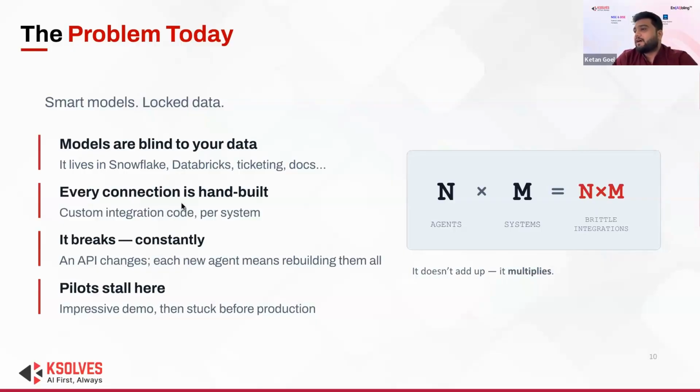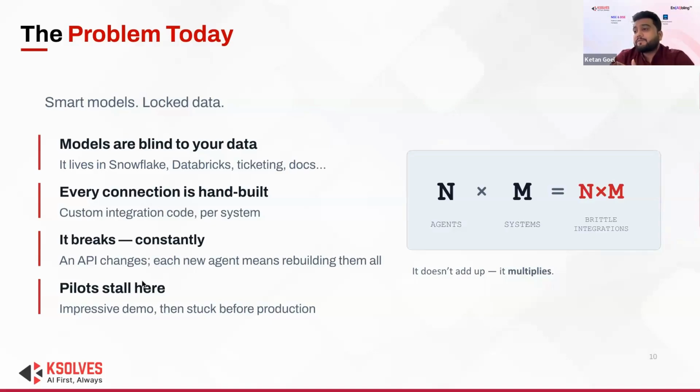So every connection is hand built, like we previously discussed as well. For every system, you have to build multiple agents. So in every platform, let's say there are 10 operations, you have to build 10 separate agents. So that is another problem. And it breaks constantly. That means, let's say today you are building a system, and you are using some APIs given by your platform. And after 10 days, that API just got changed, or some parameters got changed. So your API will start breaking.